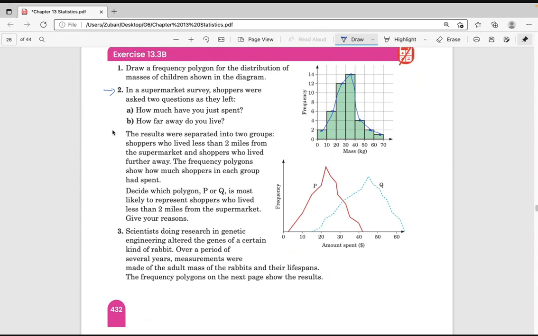Question number 2. That is the second question maybe. That this is not with the first.